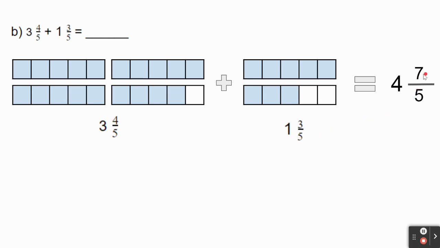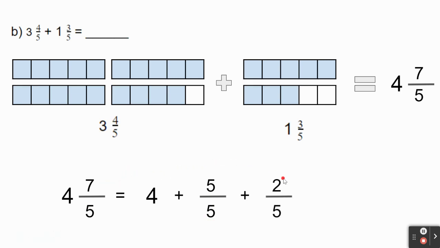But the numerator 7 is larger than the denominator 5. So that means we can pull out at least 1 whole. So we're going to rewrite this fraction. What we're going to do is break apart this whole number and fraction. So we have the 4 from the whole number, plus we're going to take out 1 whole, which is 5/5, plus, well, if we're at 5/5 and we need to get to 7/5, we're going to add 2 more fifths. So we've just broken apart this mixed number.